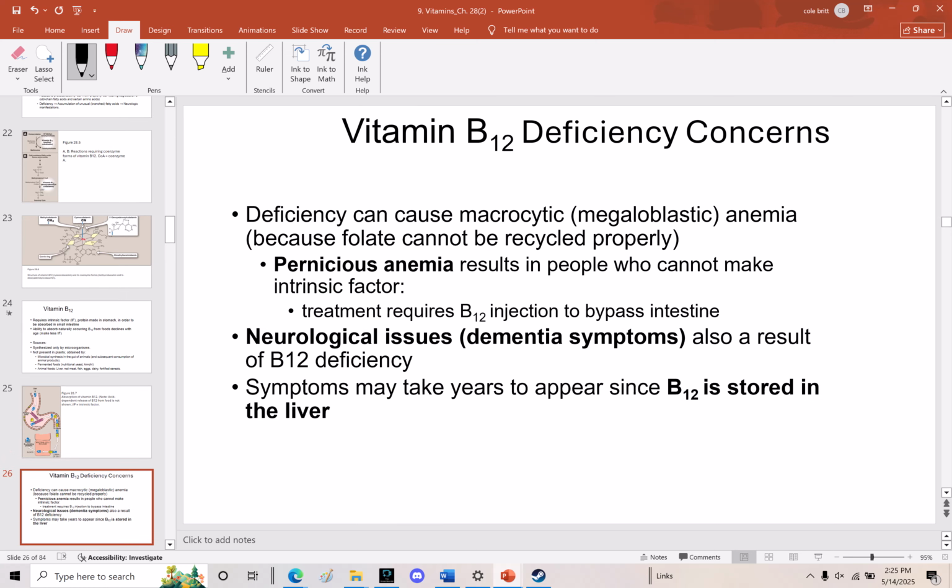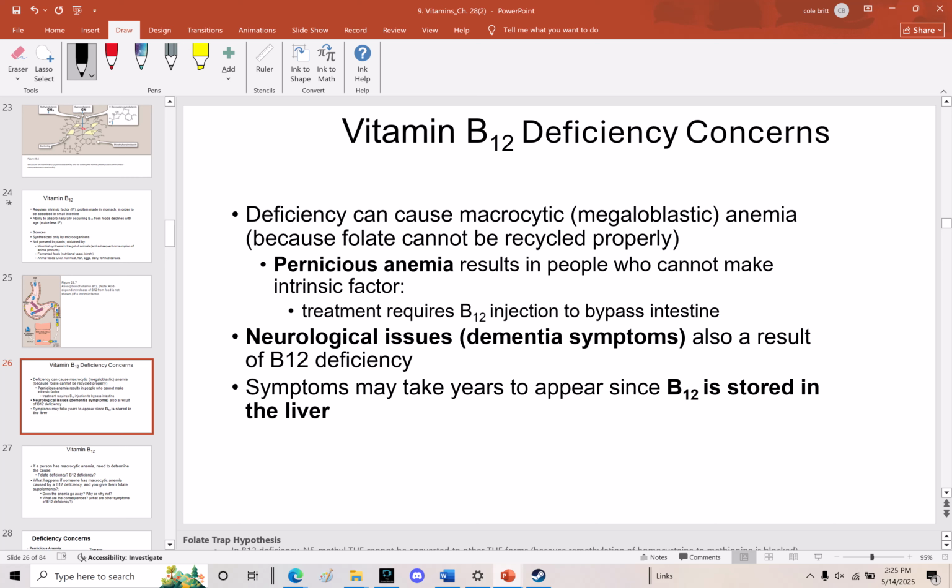Deficiency. So we know its functions. We know its interesting characteristics. It needs IF. It's only made by microorganisms. We don't really have it in plant foods. Deficiency concerns. So the B12 deficiency is common-ish relative to some of the others, in part because we don't have it in a wide array of foods, especially if it's vegetarian or vegan. So deficiency does cause that megaloblastic macrocytic anemia, and that's because folate cannot be recycled properly. So you have the same deficiency as a folate deficiency. When you cannot recycle folate, then you essentially are not just B12 deficient, but you're lowering the amounts of folate in your body too if you can't recycle it.